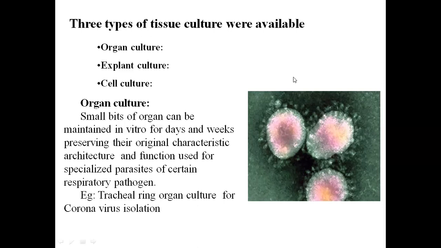So for example, tracheal ring culture. Just a small bit of the trachea is maintained, and it will be used for isolation of corona. Yes, if you want to isolate them, coronaviruses are cultivated in or grown in tracheal ring organ culture.